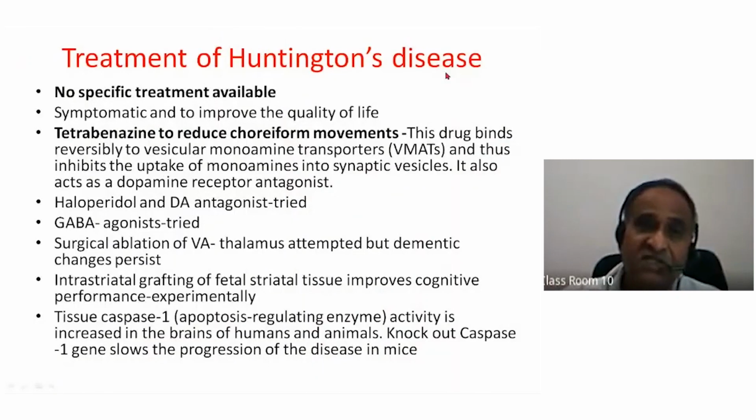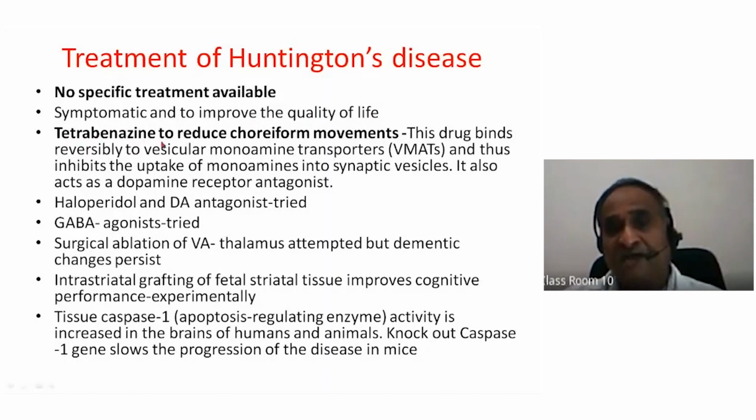Now, what is the treatment for Huntington disease? Unfortunately, we do not have any specific treatment. It's only symptomatic, keeping or improving the quality of life. So there are some medications. Tetrabenazine is used to reduce the choreiform movements.